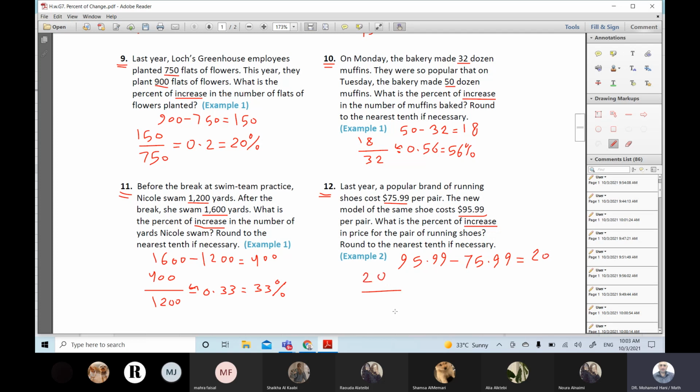And who can tell me now what is the whole number? What is the basic number here? Is it 75.99 or 95.99? 75.99. Great, 75.99. So the answer will be about 0.26, and as a percent we can write 26%.